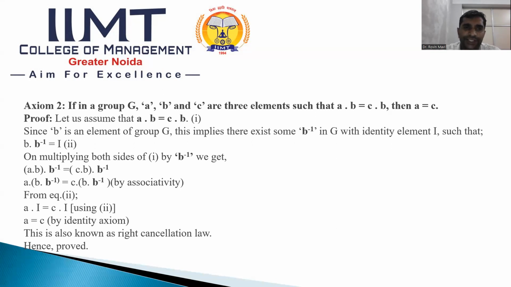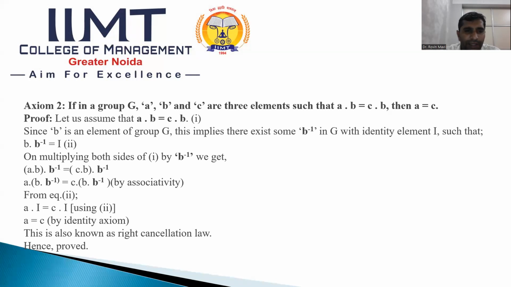Second exam question: if in a group G, a, b and c are three elements such that a dot b is equal to c dot b, then a is equal to c. Proof: let us assume that a dot b is equal to c dot b. Equation first. Since b is an element of group G, there exists some b inverse in G with identity element I, such that b into b inverse is equal to I.